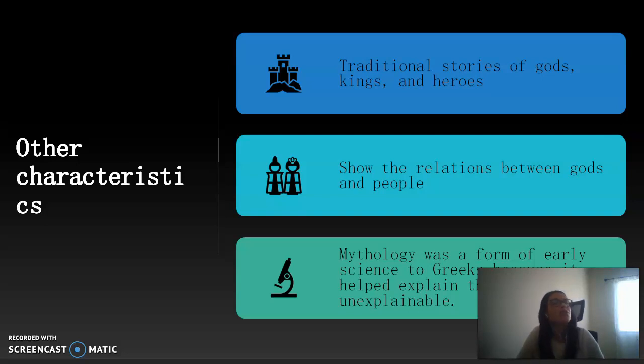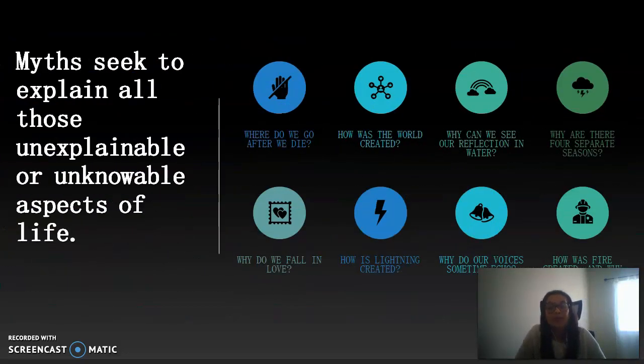Also, it says that mythology was a form of early science to Greeks because it explained the unexplainable. So imagine that at that time a volcano exploded. They just didn't know how to explain that. So they came up with a great story and explained it in that way. Or a storm, for example, or an earthquake. They just didn't know how to answer such a situation. So they created these stories to explain it. So the myths seek to explain the unexplainable and the unknowable.